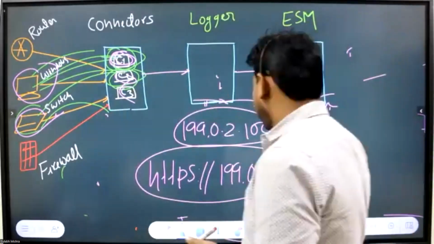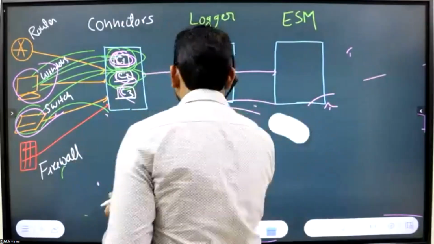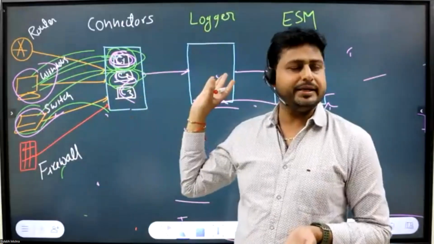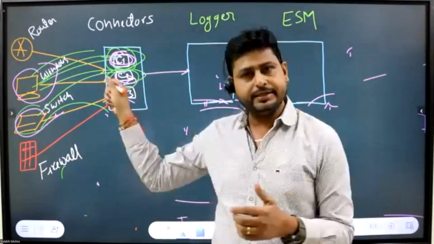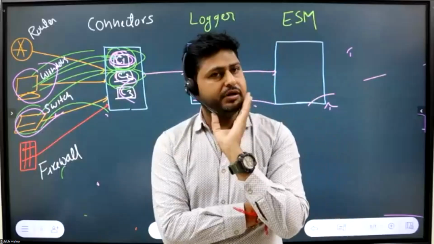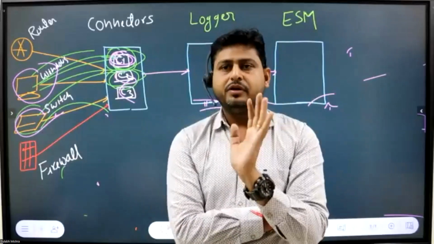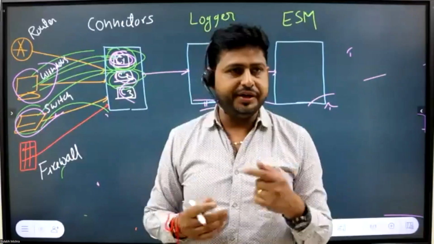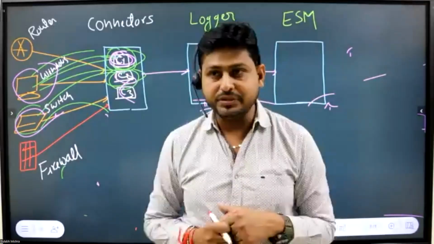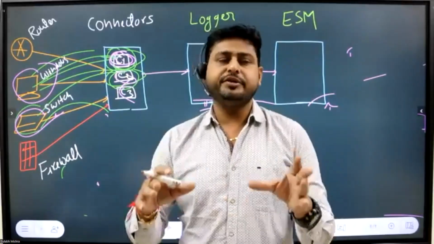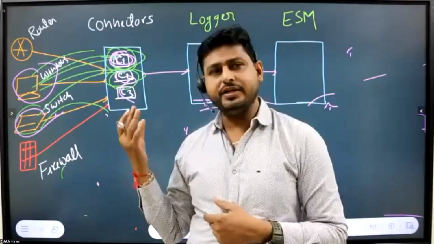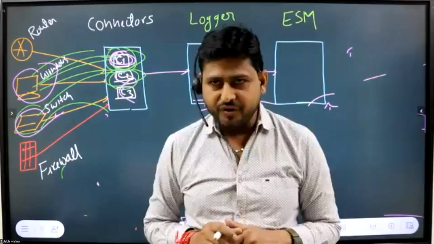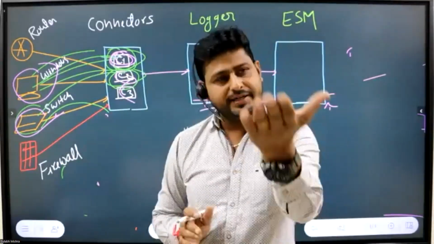So the Logger's work is to collect the logs from the connector. A connector is required. You can't send logs directly to the Logger or directly to the ESM; you need connectors. Once the Logger collects the logs, it keeps them for a long time, based on company, security, audit, compliance and forensic requirements, and enables searching and reporting. We can give the query, see the logs on the Logger console, and download them in CSV or PDF format. Understand? Let's write what is Logger.